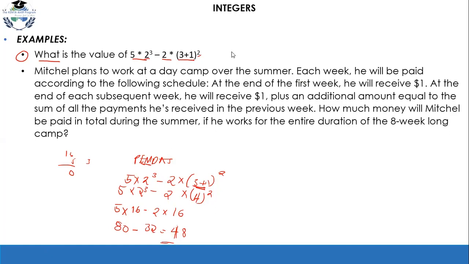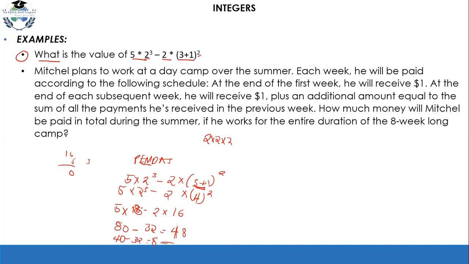2 cubed should be 8. Yeah, of course. Yeah, sorry about that. 2 cubed is 2 times 2 times 2. So this is supposed to be 8. So it's going to be 40 minus 32, which is equal to 8.